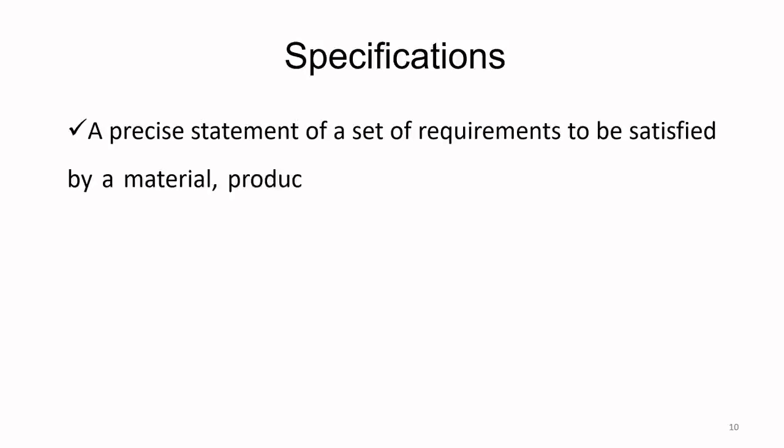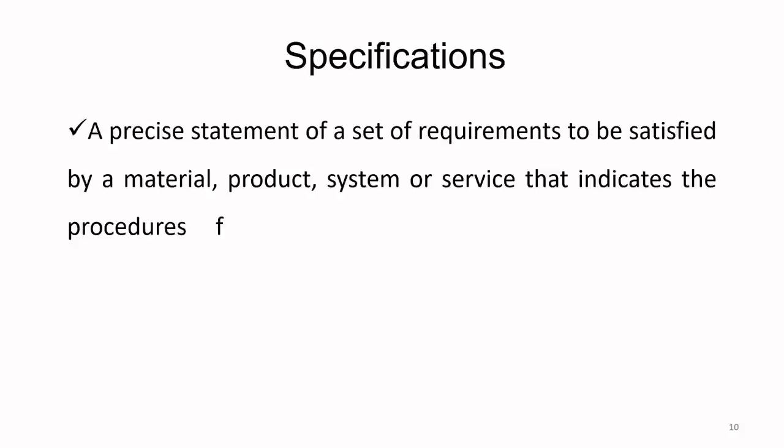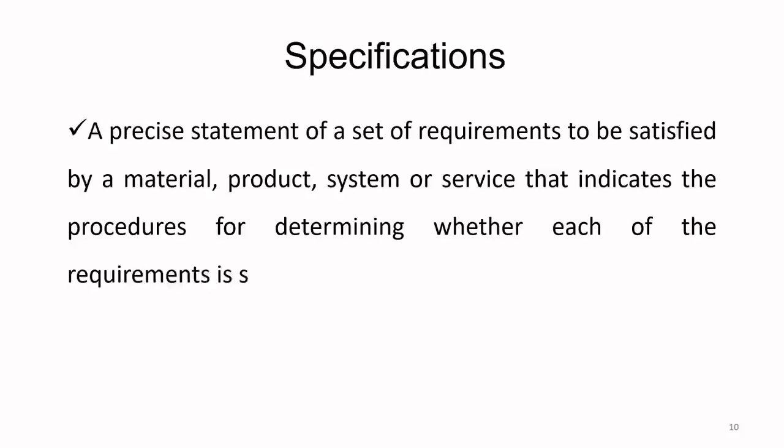After the test methods, we look at the specification. Now, specifications is detailing, providing the details. Specifications are a precise statement of a set of requirements to be satisfied by a material, product, system, or service that indicates the procedures for determining whether each of the requirements is satisfied.